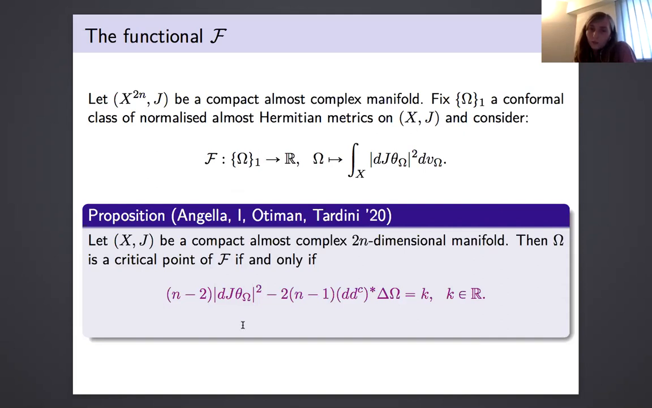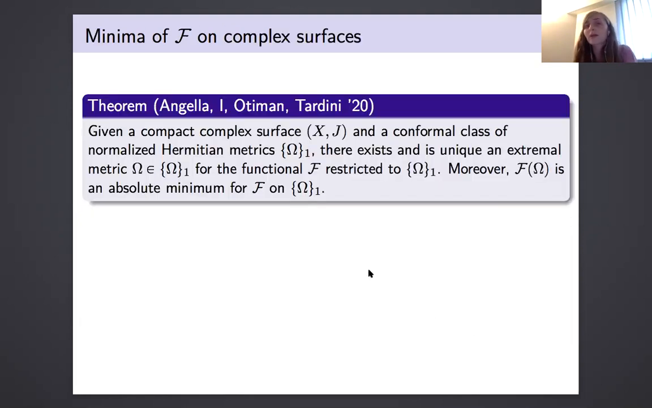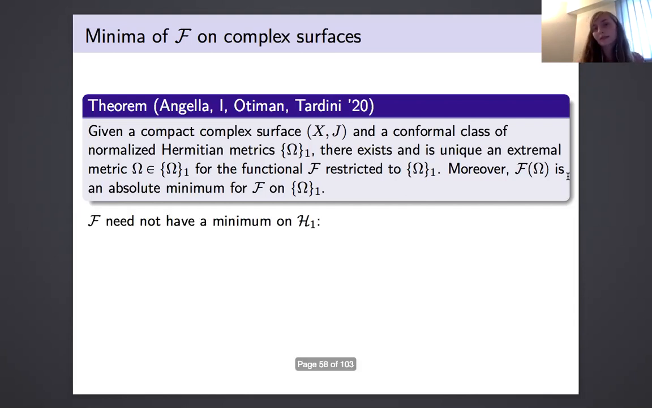So in the general case, we did not say anything about it, but we restricted to the case of dimension 2. More precisely, we also suppose that the complex structure is integrable and the complex dimension is 2. And in this case, we can show that any conformal class of normalized Hermitian metrics admits a unique extremal metric for the functional F. And moreover, F of omega minimizes this functional, and it's not necessarily 0. So I will talk about the proof of this result, but first let me say something else.